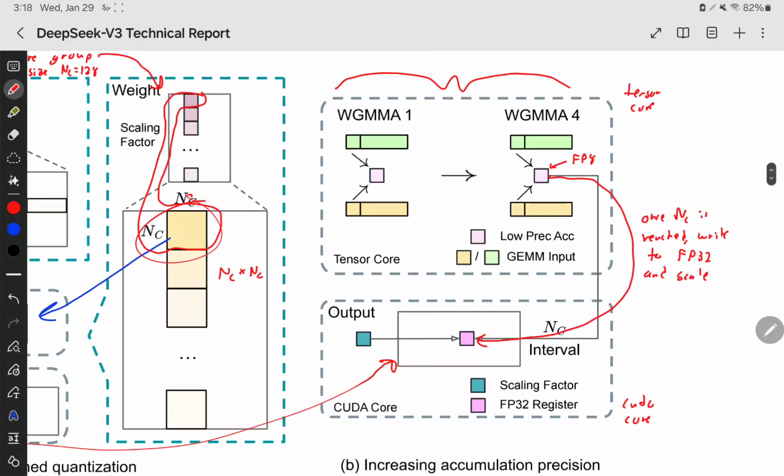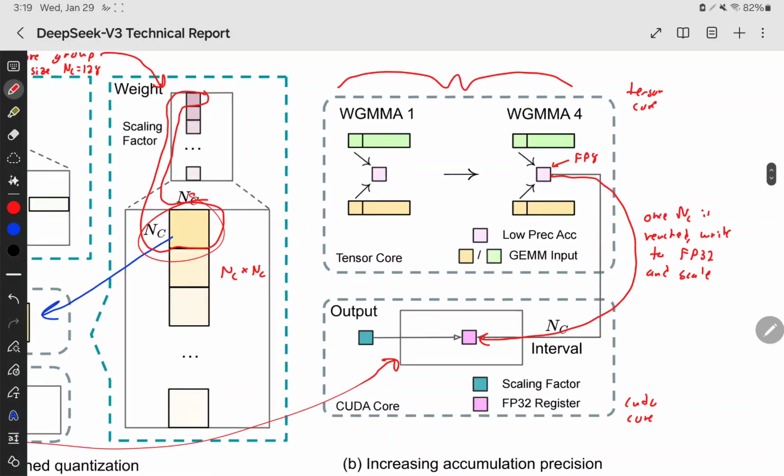But they mention that after you do so many computations, the likelihood of you overloading this floating point 8 bin is quite high. So instead of doing the whole operation in floating point 8, you kind of checkpoint it. Maybe after 128 values that you sum up in your inner product, you write to this output here. And this output here is going to be a floating point 32 register on your CUDA core.